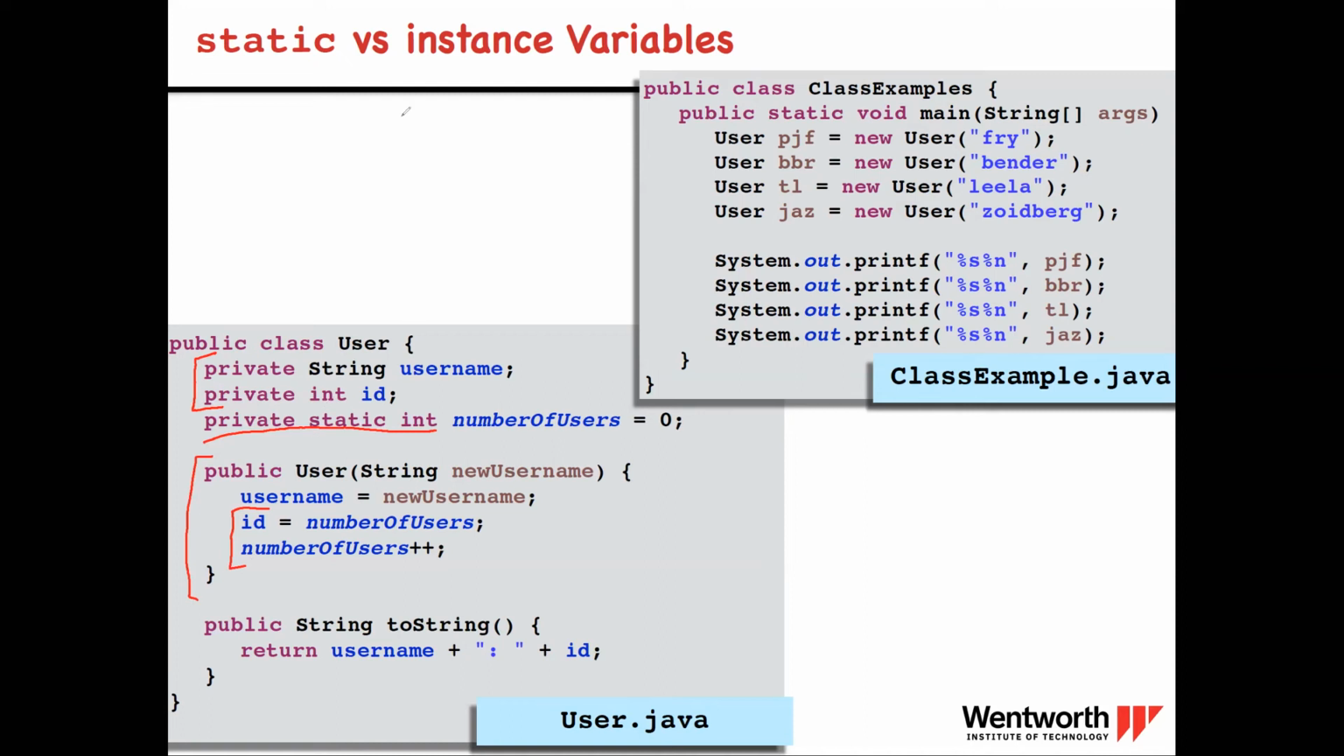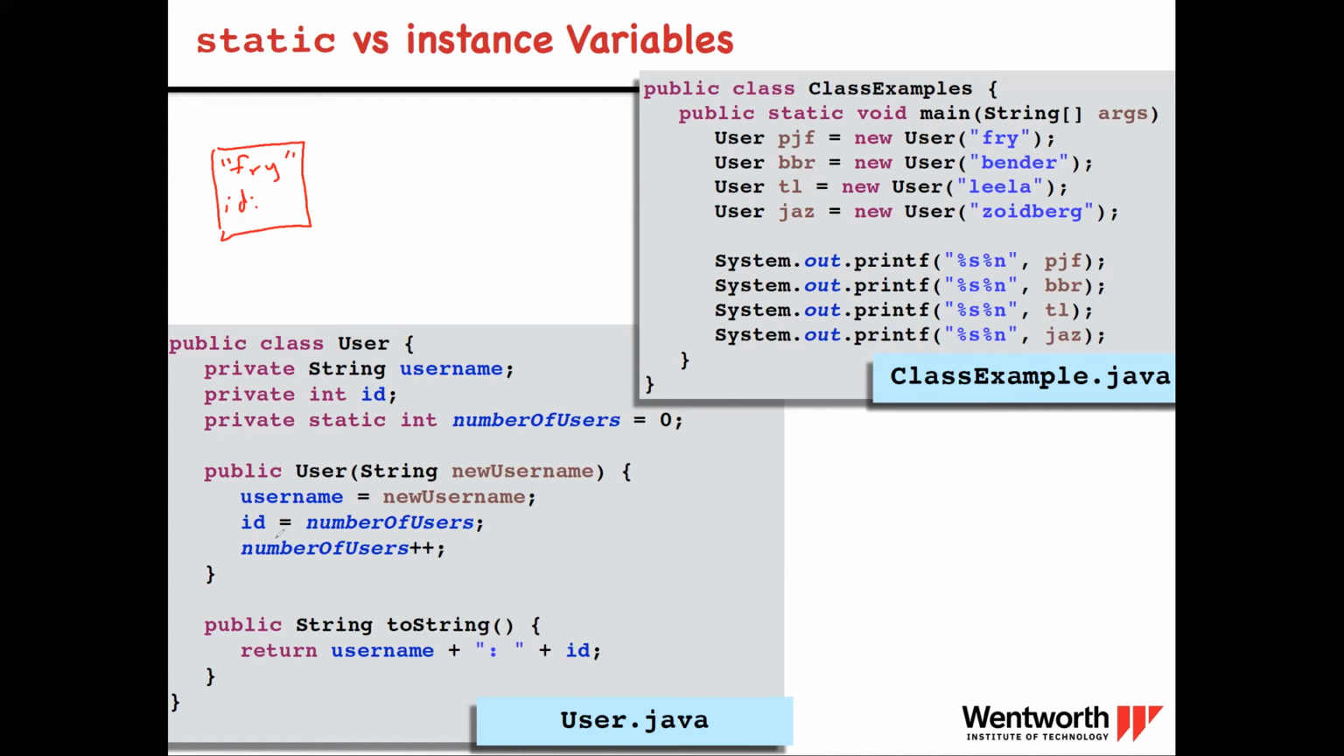So we're going to think about how that works. Let me clear out those drawings. I'm going to draw at least the objects out here in just a second. So let's say we have a user, and the name in the code is just PJF. And I'm creating a new user called Fry. So that's going to be the username. Let's think about what happens. I have this user called Fry, and they have a name, Fry, and they have an ID.